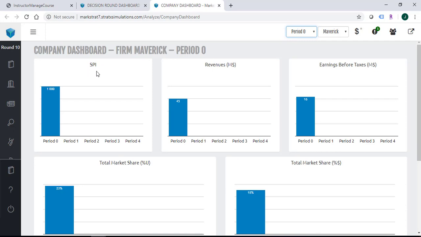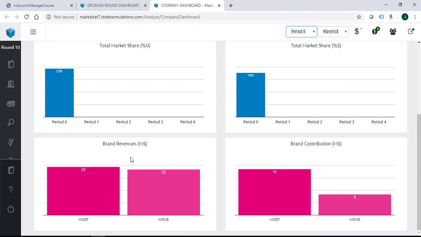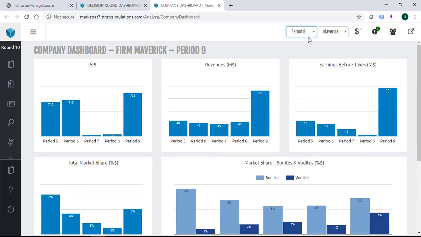You have stock price indices, revenue in dollars, earnings before tax, and also total market share percentage by units and total market share percentage by dollars. Then you have brand revenue in US dollars and brand contribution in US dollars. You can see this company has 2 brands so far in the Sona market, and they do not have any brands in the Voda market. Notice the difference between period 0 and period 9.